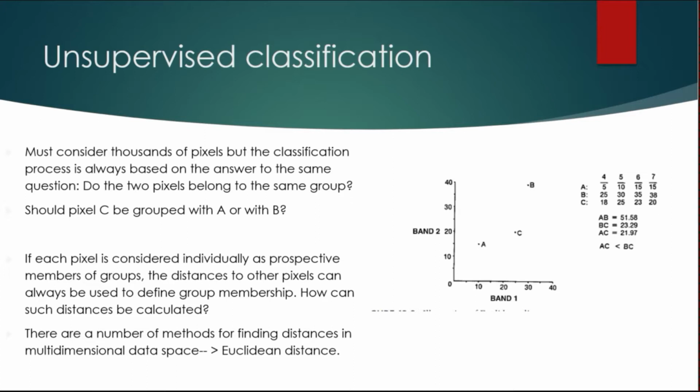So in the image on the right, this is the question that we ask ourselves. Should pixel C be grouped with A or B? This question can be answered by finding the distance between pairs of pixels. So if distance A and C is greater than distance between B and C, then B and C are said to belong to the same group. And that's basically what the unsupervised classification does. And then A may be defined as a member of just a separate group.